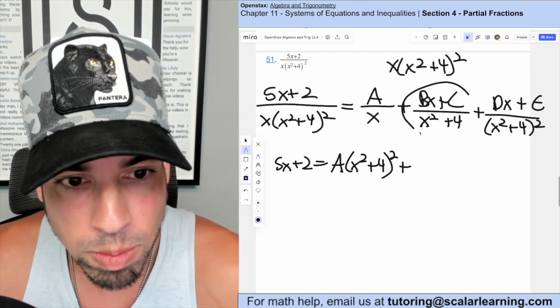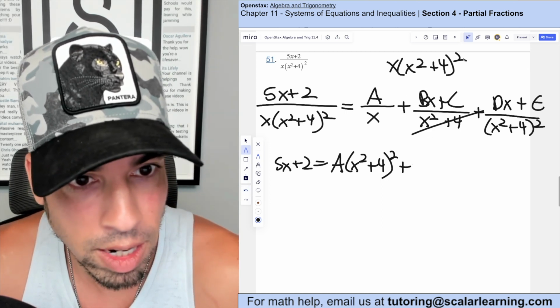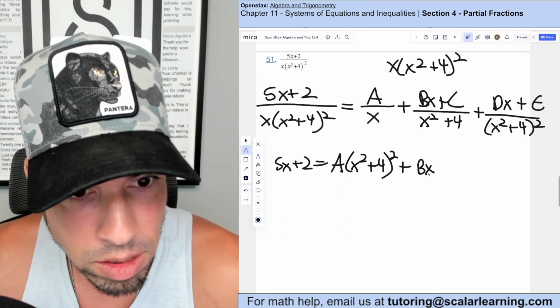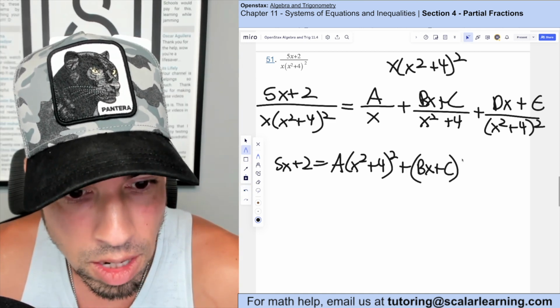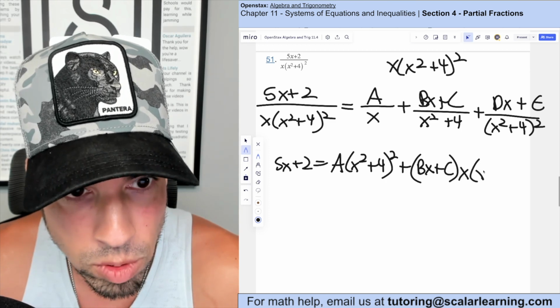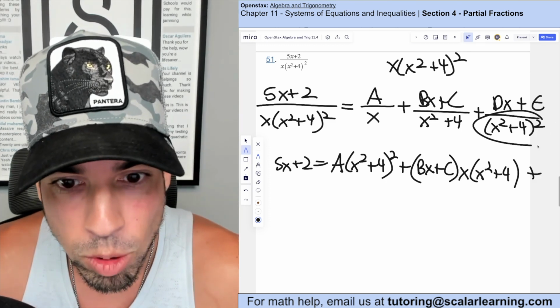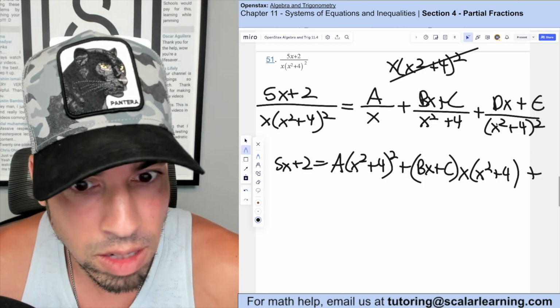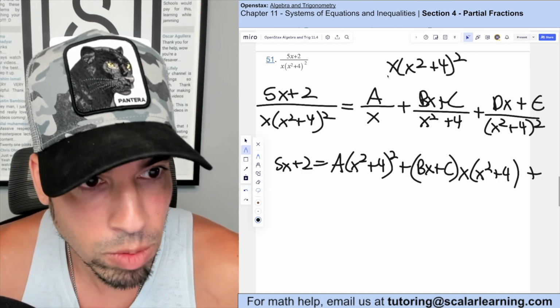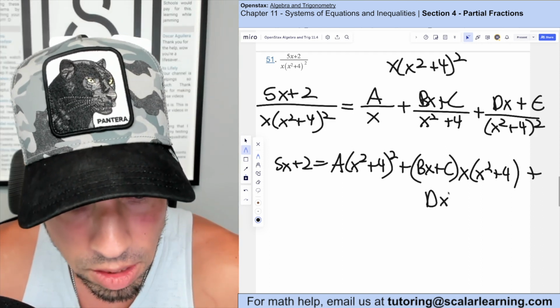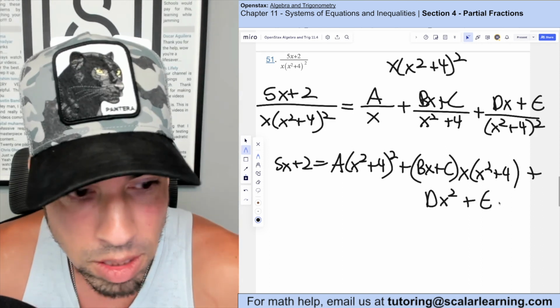Then when we multiply against this term, right, this and one of these will cancel. So then we have bx plus c times x, and then times x squared plus 4. And last but not least, when we multiply against here, this entire thing will cancel out, right? So then we just have x times dx plus e, which makes dx squared plus ex.